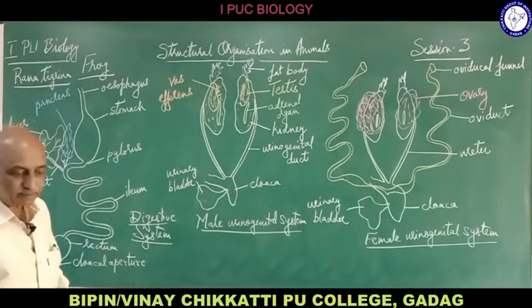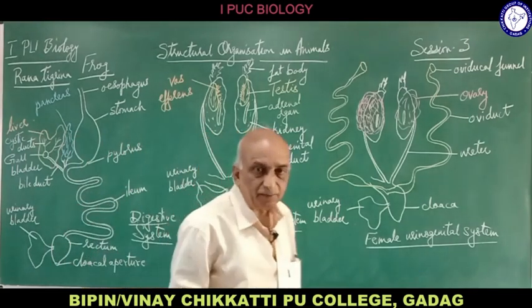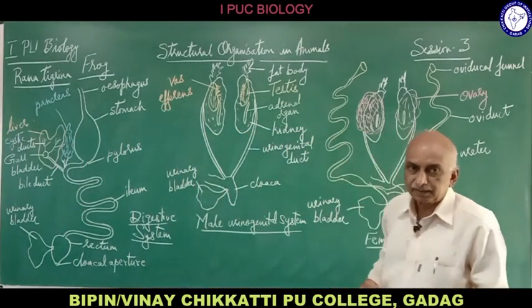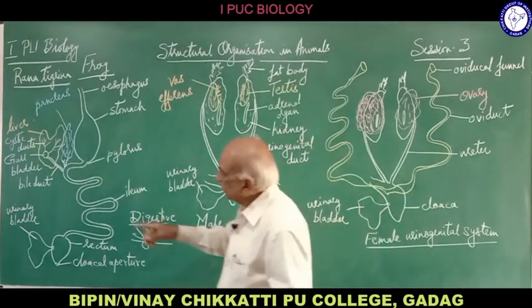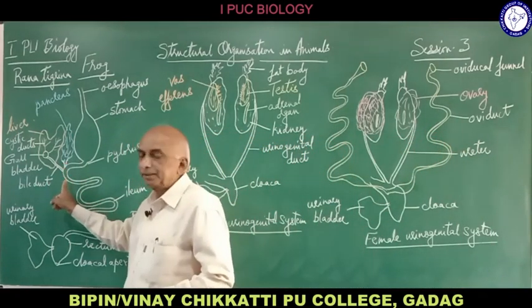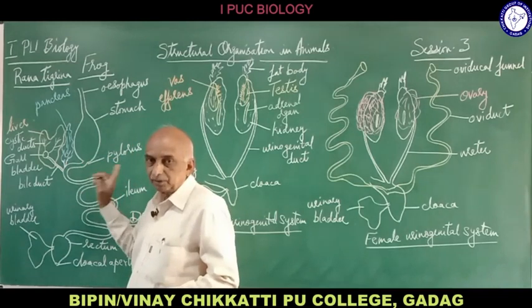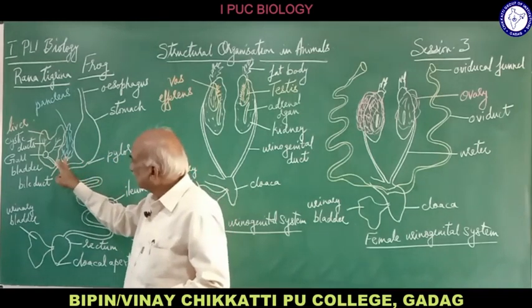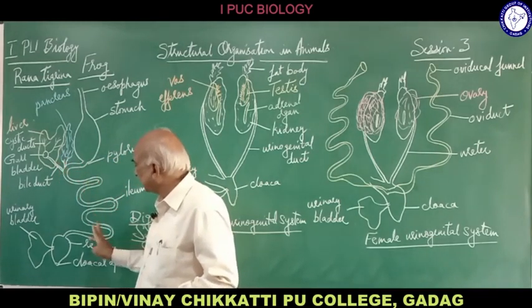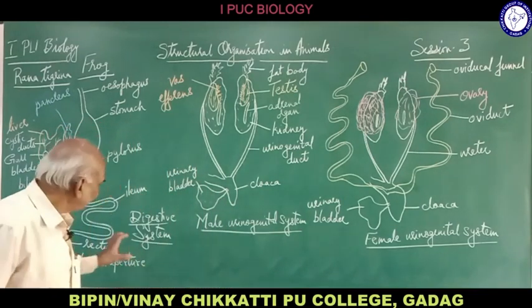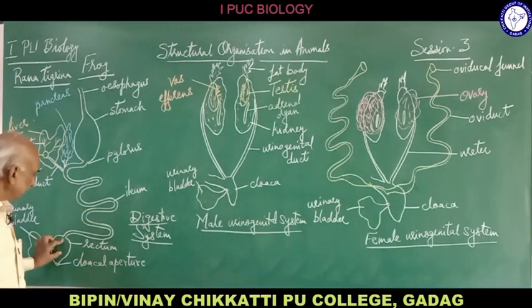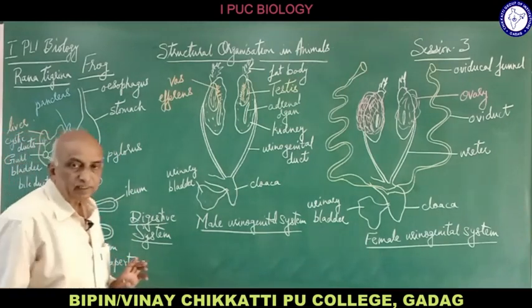Similarly, the pancreas is also just by the side of the liver. The pancreas also secretes the pancreatic juice, which is carried by the pancreatic duct that opens into the ileum or the intestine. Like that, digestion also takes place in the ileum. So the ileum continues into and opens into a sac-like structure called the rectum.